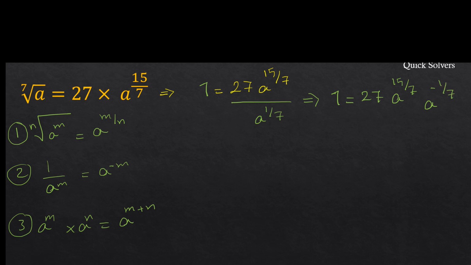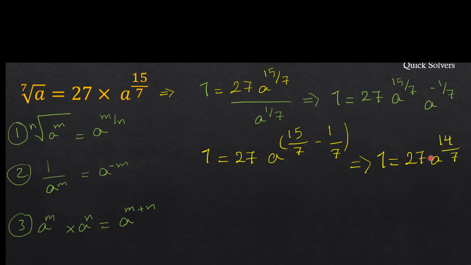So I can write this as 1 equals 27 times a to the power of 15 over 7 plus minus 1 over 7. So I can directly write it as minus 1 over 7. And since the denominators are the same, here we have 15 minus 1, which is 14. So this is 1 equals 27 times a to the power of 14 over 7. And 14 over 7 is 2. So let's directly replace it by 2. Now it's time to isolate a, so I divide each side by 27. Then we have a squared equals 1 over 27.